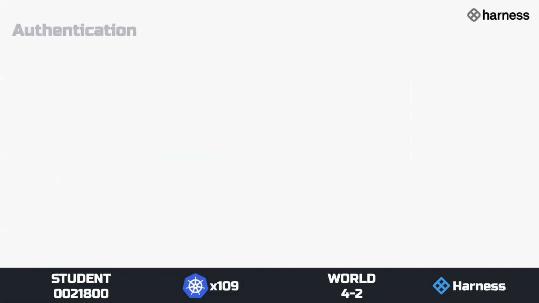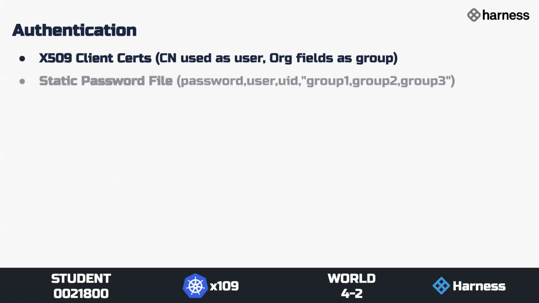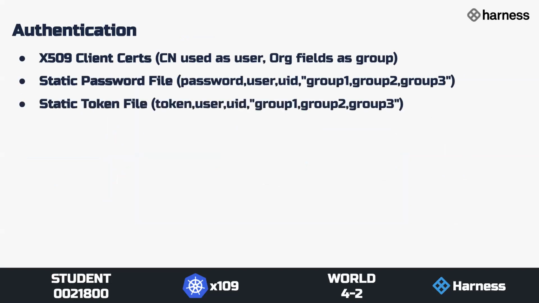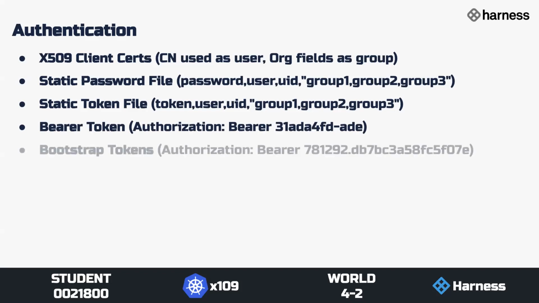The way this is done, first in authentication, you can do it through an X509 client cert. You can do it through certain static files, a password file or a token file. It's not the most secure, but at least it's more secure than just leaving it wide open. You can do bearer tokens. So it looks like this, Authorization: Bearer, and then your bearer token. You can also do bootstrap tokens, which are kind of like a bearer token, but a different type of token output.